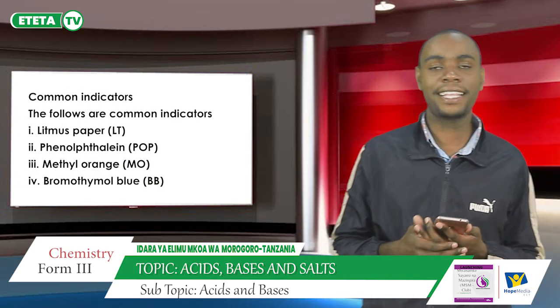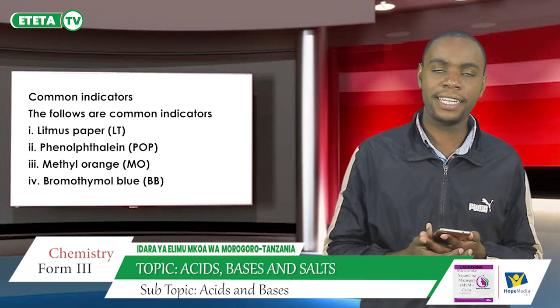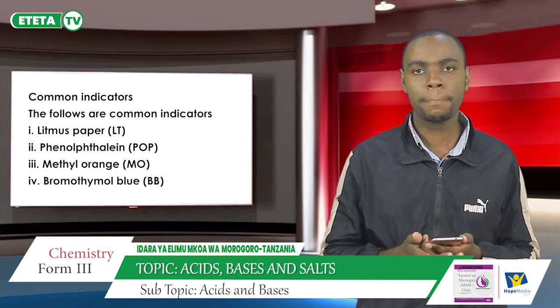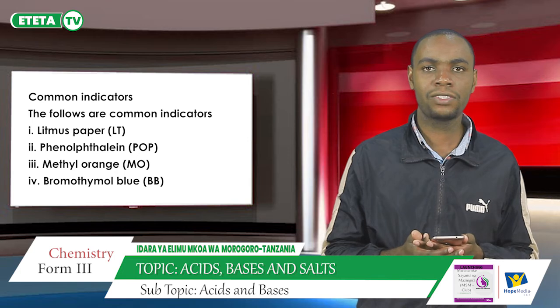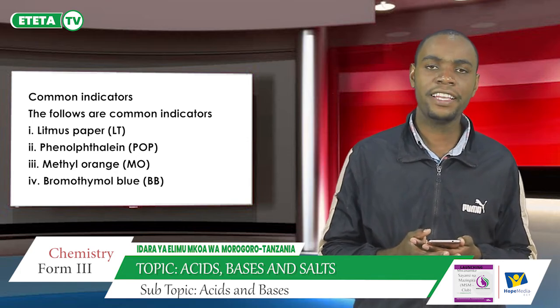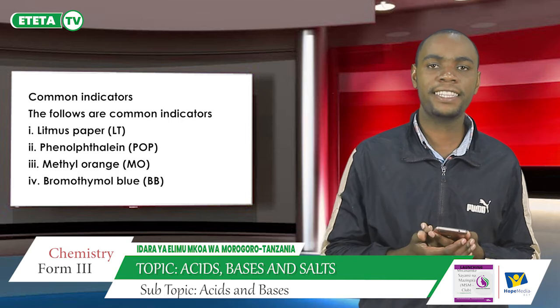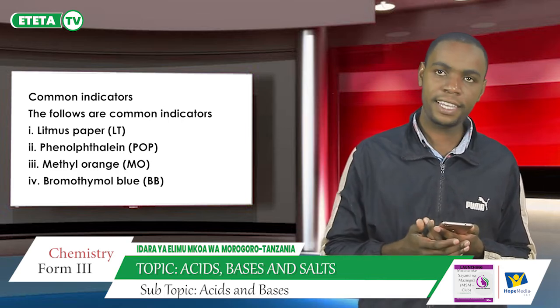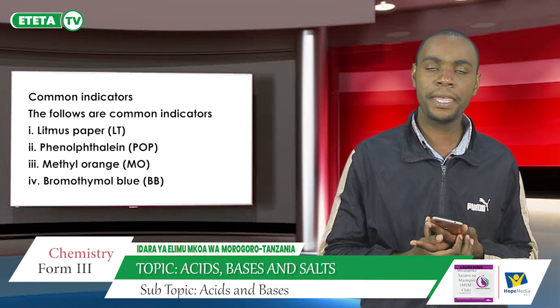The following are common indicators. The first one is litmus paper, abbreviated as LOT. Another is the phenolphthalein indicator, abbreviated as POP.